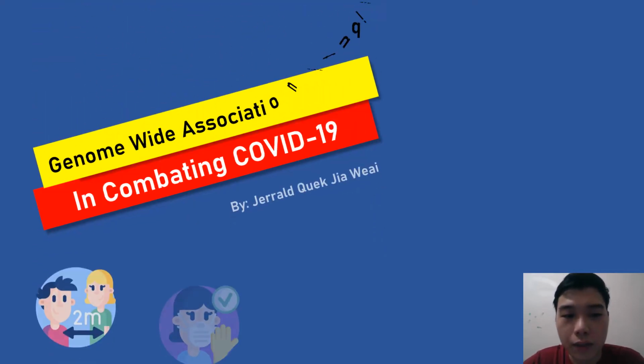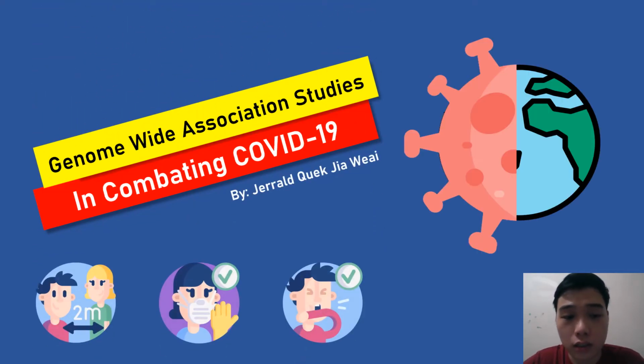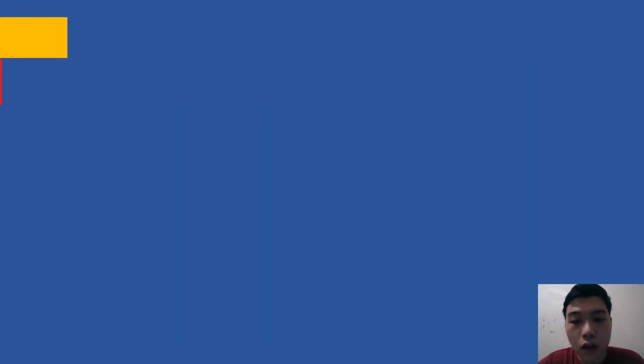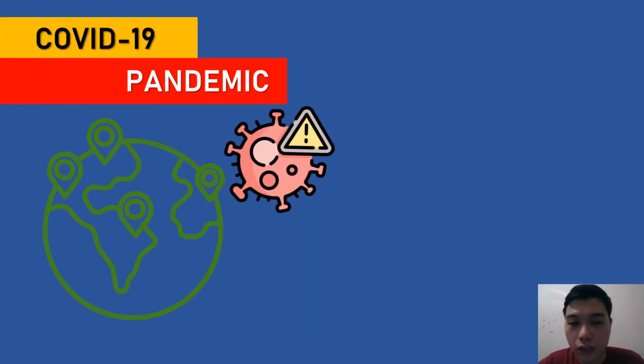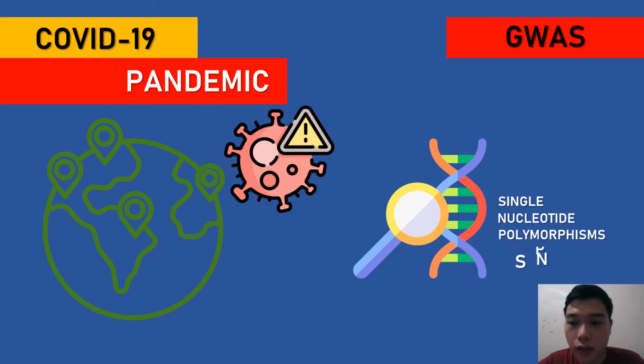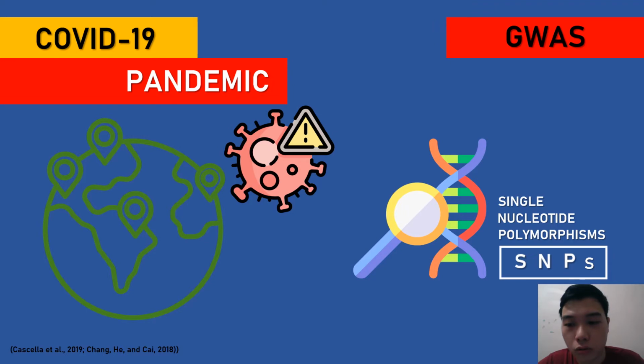Hi, in this video, I'll be talking about genome-wide association studies in combating COVID-19. The most recent pandemic of the coronavirus disease 2019, also known as COVID-19, is due to the severe acute respiratory syndrome coronavirus 2, also known as SARS-CoV-2. So, GWAS, also known as Genome-Wide Association Study, is a study to identify genetic variants of a quantitative trait and detect an association between single nucleotide polymorphisms, SNPs, and disease in humans.